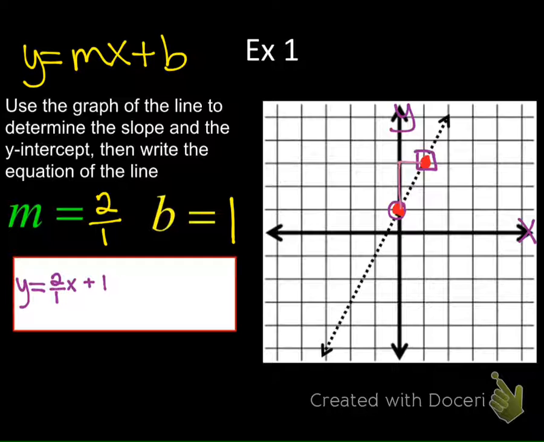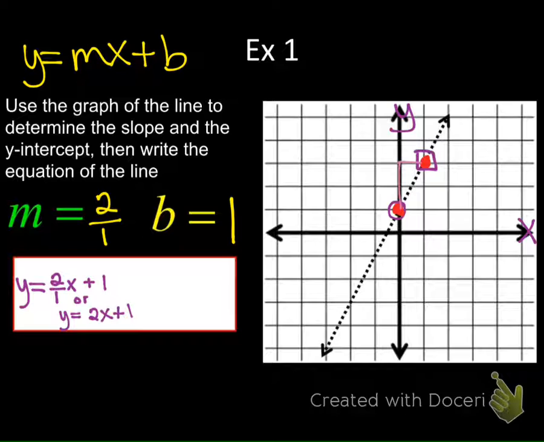What's another way I could write this equation? Y equals 2x plus 1. Or you could write it y equals 2 over 1 x plus 1. So the bottom style is going to be in simplest form. When you do your Khan Academy on this particular topic, they're going to want the slope in simplest form.